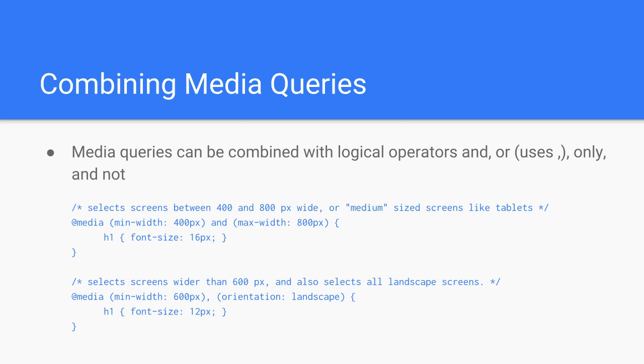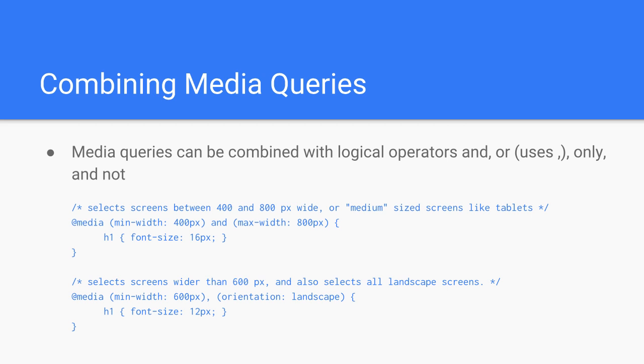So we can also use logical operators. We can do commas for or, we can use and, as well as only and not. I try not to get into this too much because it can get kind of complicated. But for instance, you can say min width 400 pixels and max width 800 pixels. So it'll be anything between 400 pixels and 800 pixels that this rule will be applied. So we can combine those using and.